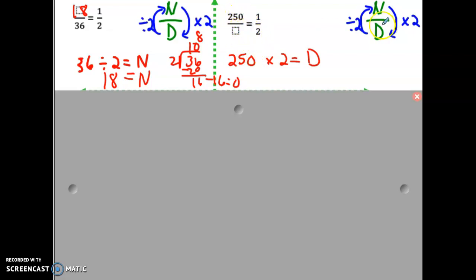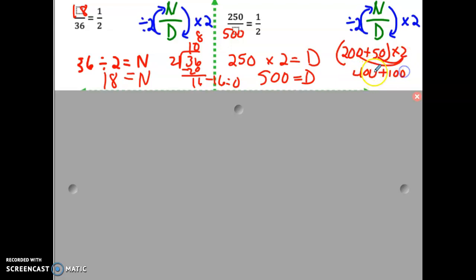These get into larger numbers, but the same skills apply. Using the numerator to find the denominator, you would multiply by 2. 250 times 2 is 500, which would give us that new denominator. If that was a little tricky, remember your distributive property. We could take 200 plus 50 times 2. 200 times 2 is 400. 2 times 50 is 100. And 400 plus 100 is 500. So this is kind of a good review of some of the other skills that you've done.